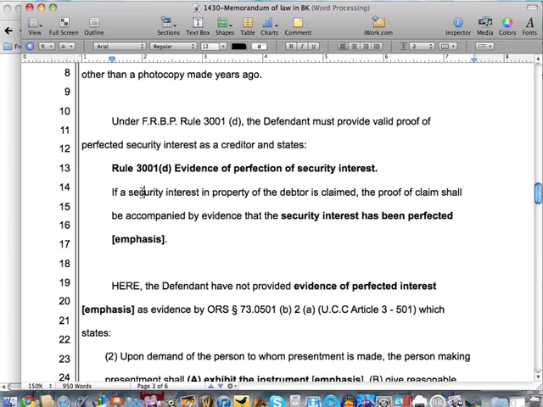If a security interest in property of the debtor, i.e. real estate is property, is claimed, the proof of claim shall be accompanied by evidence that the security interest has been perfected. This is really important. The security interest has been perfected without a doubt. It has to be perfected, meaning it's true and true.